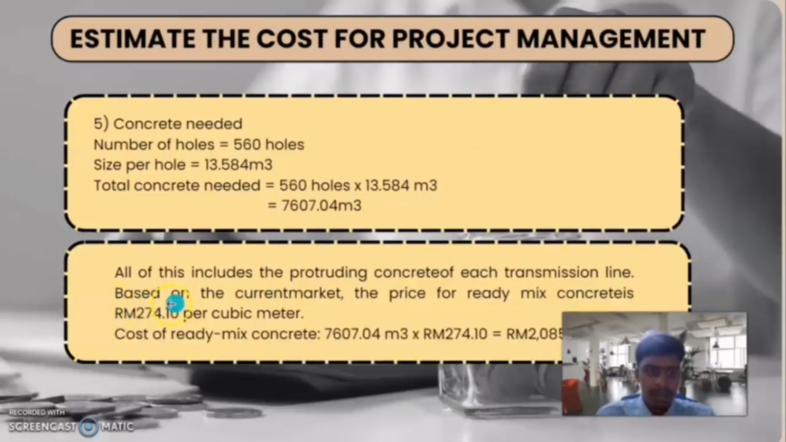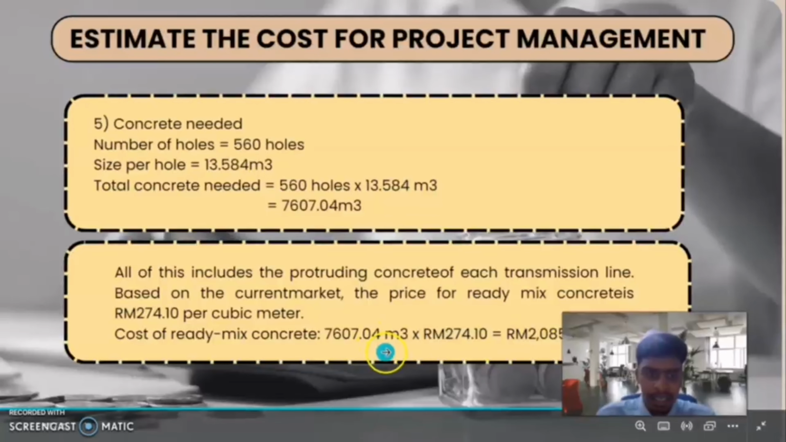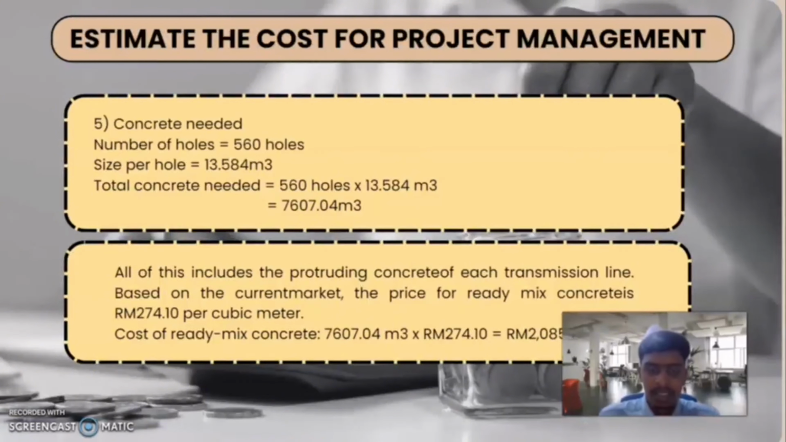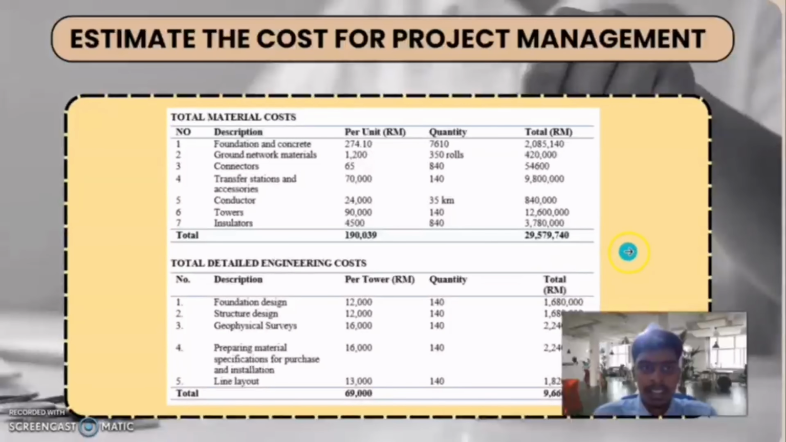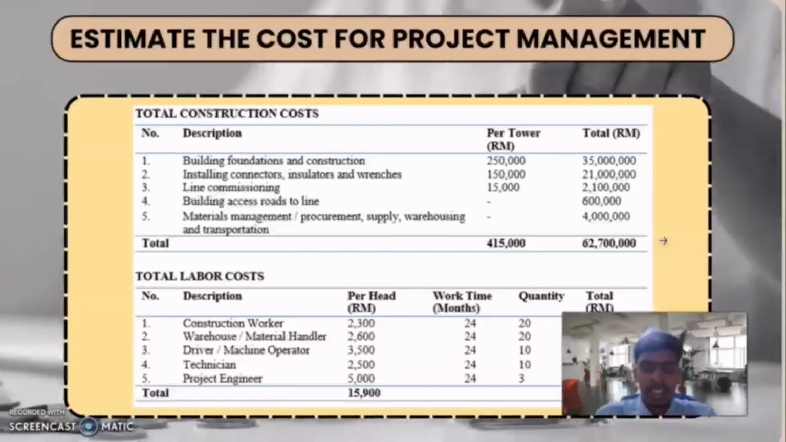The concrete for each transmission line will be based on the current market price. The price for ready-mix concrete is around 274 ringgit per cubic meter. So we multiply the concrete needed, 7607.04, times 274.10, which equals 2 million 85,140. So these are the estimations of our project.